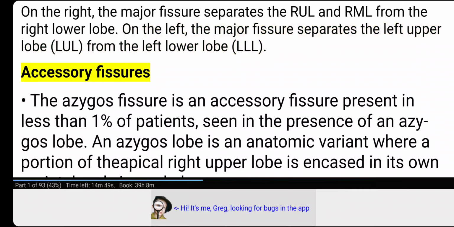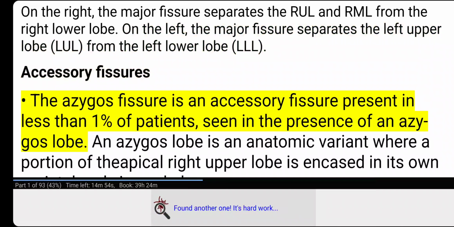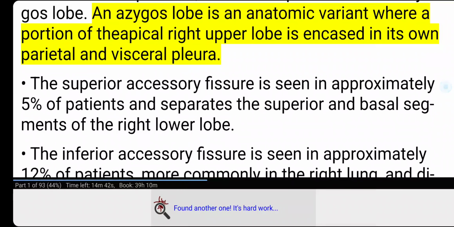Accessory fissures. The azygous fissure is an accessory fissure present in less than 1% of patients, seen in the presence of an azygous lobe. An azygous lobe is an anatomic variant where a portion of the apical right upper lobe is encased in its own parietal and visceral pleura.